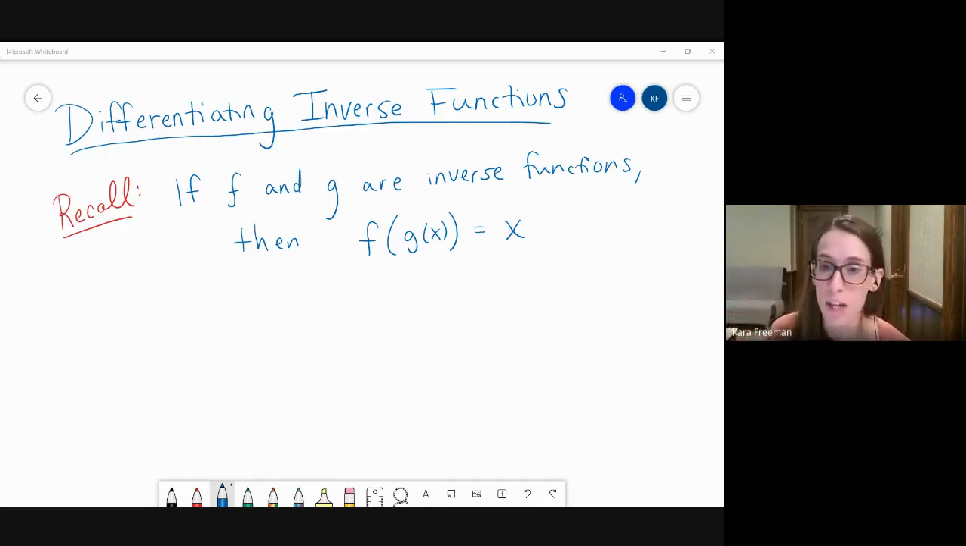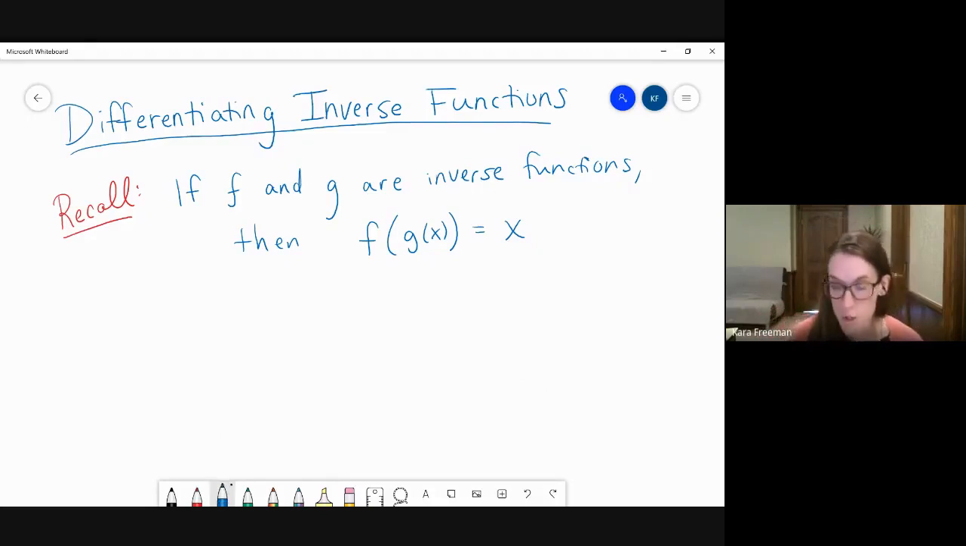On the AP test, that might show up as a concept sometimes. They might not explicitly say that f and g are inverse functions. They might say that they have this property, and you have to deduce that they're inverse functions. Okay, so a lot of times this is more of a conceptual question. You don't have much actual computation that has to happen. It's just a concept. So let me show you where this derivative rule comes from.